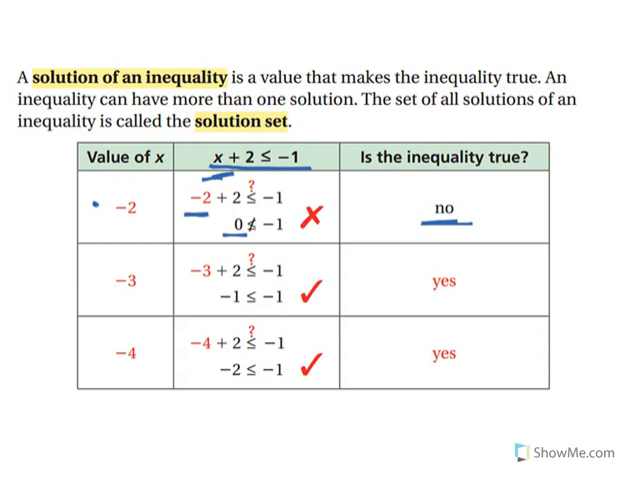Over here, I'm going to use a -3. So where I see the x, I'm going to put the -3. -3 plus 2 is -1. Is -1 less than or equal to -1? Well, it is equal, so that would be a yes. And then finally, I have -4. So -4 plus 2, that gets us -2. Is that less than or equal to -1? Yeah, it's less than, so that works. So that's how you would test different solutions to see if it would be a solution to the inequality.